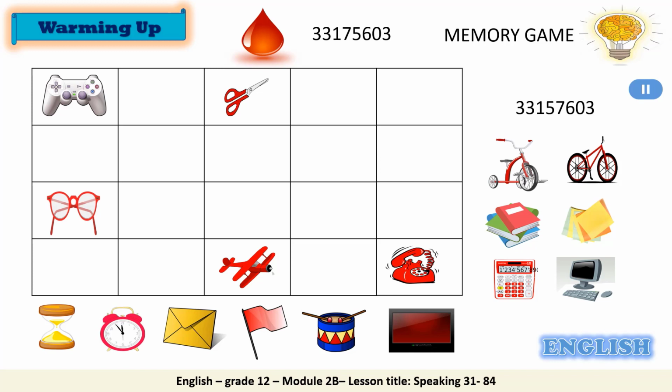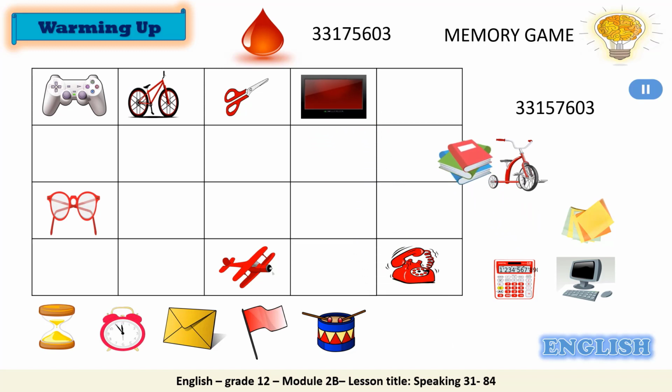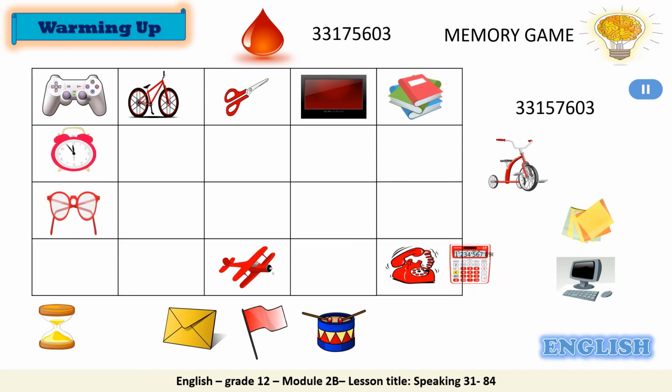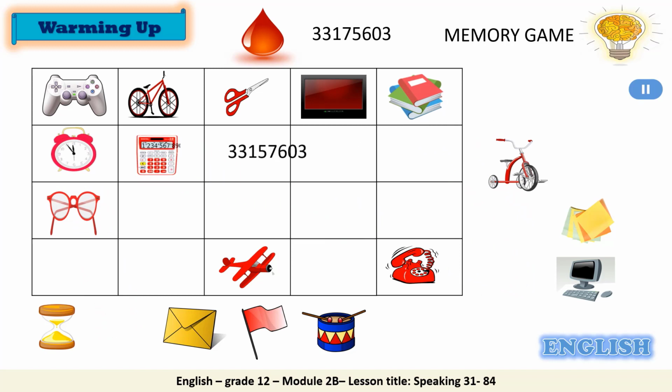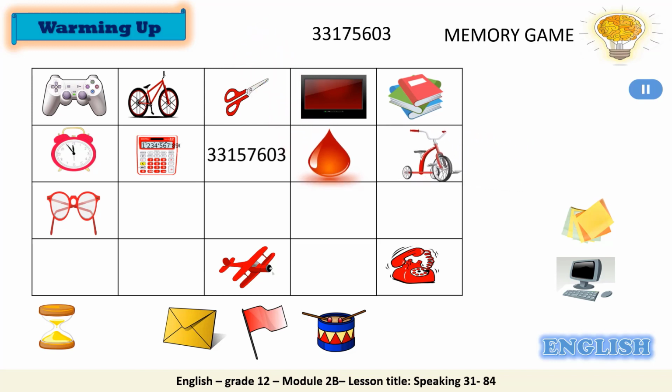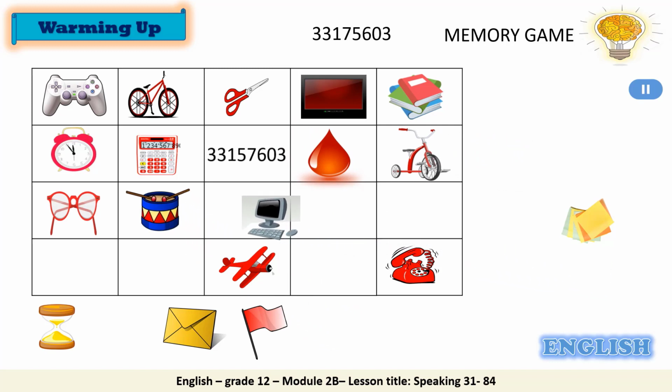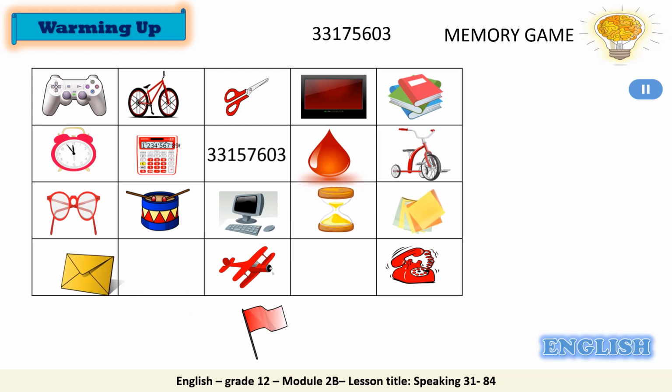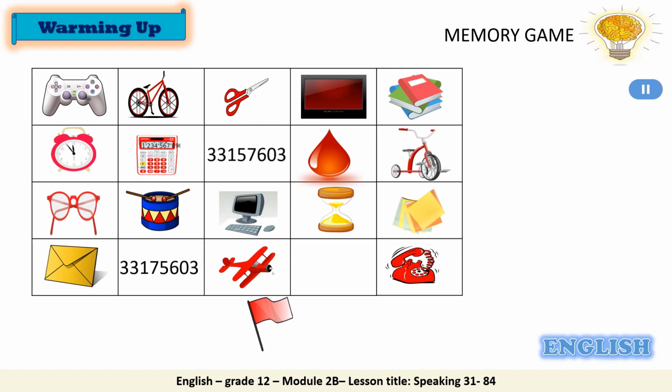Alright, let's do it together. Here is how the pictures were placed on the grid. Bicycle, television, books, clock, calculator, a number, the drop of water followed by the tricycle, the drum coming after the glasses, the computer, the sound clock, sticky notes, envelope, one more number, and then the flag. How many correct answers did you get?